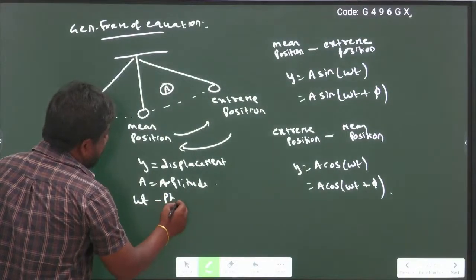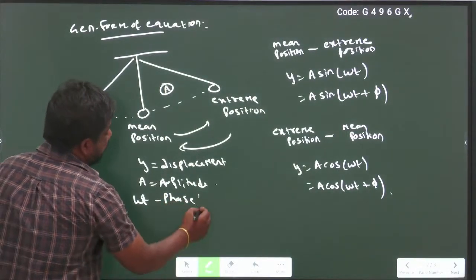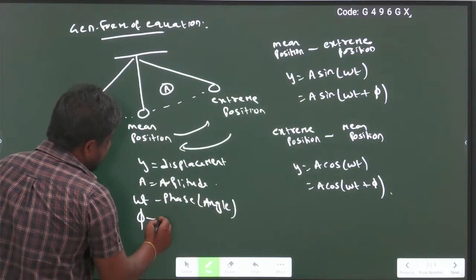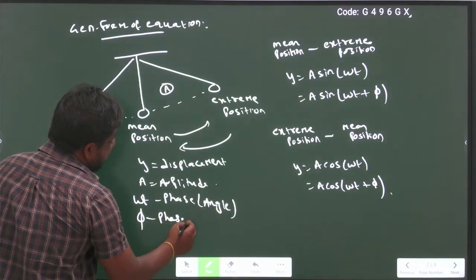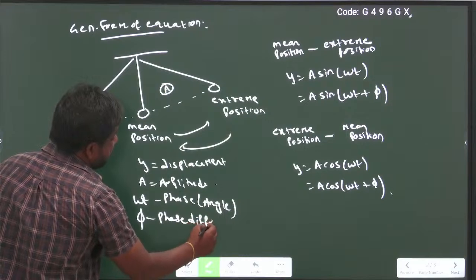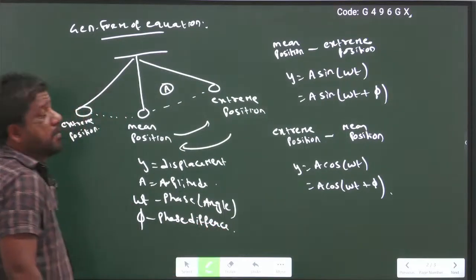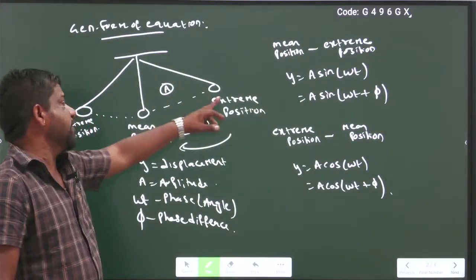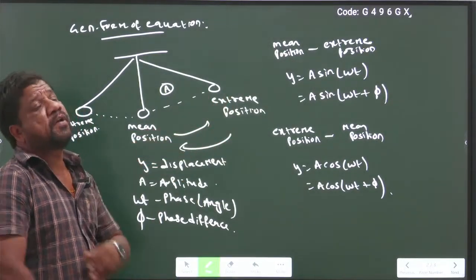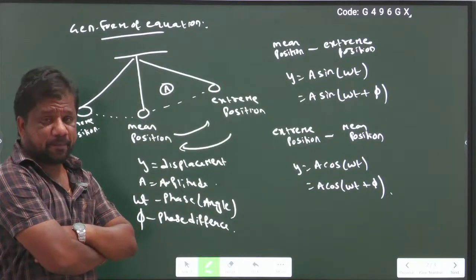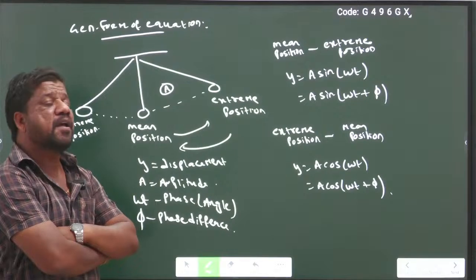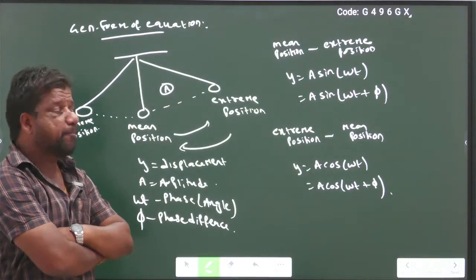Omega t is called the phase, or angle. Now what is phi called? Phase difference, that is extra angle. Now look at each and every term here. So y is equal to A sin omega t, or y is equal to A cos omega t. That depends on whether the particle is moving from mean position to extreme position or extreme position to mean position.